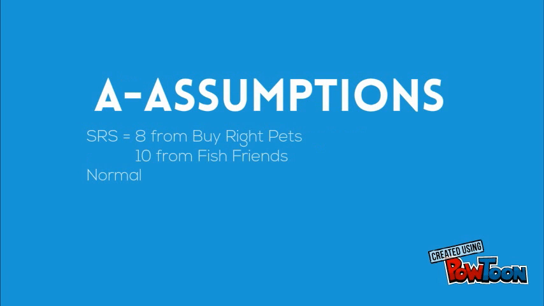Now for our assumptions, we have an SRS of 8 from Buy Right Pets and 10 from Fish Friends. We are going to assume this is normal, but proceed with a little bit of caution.